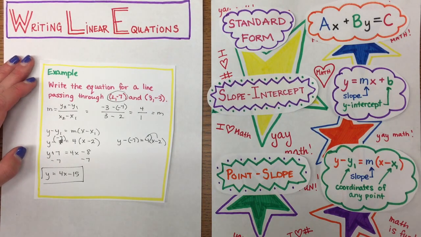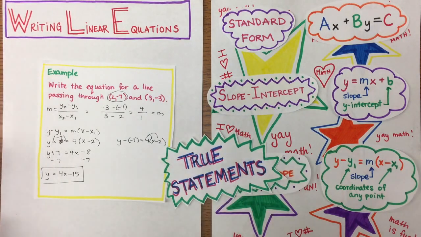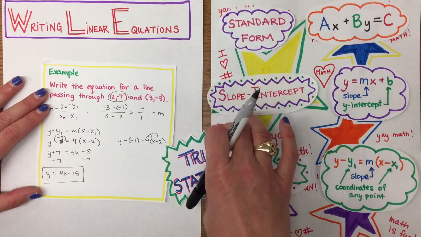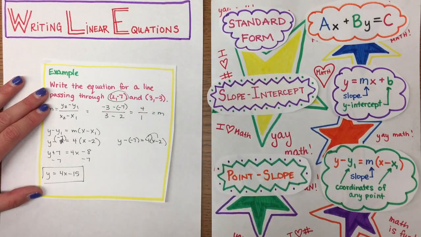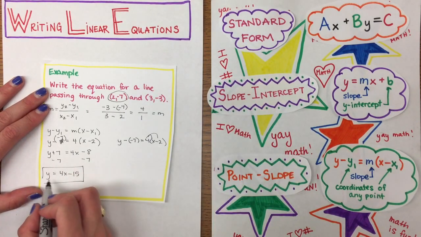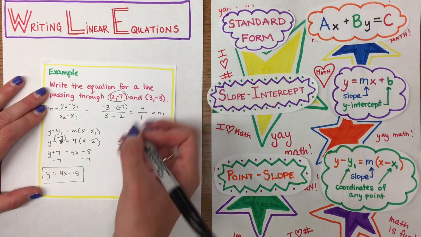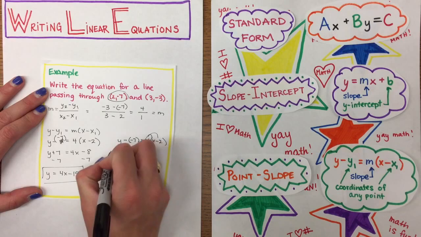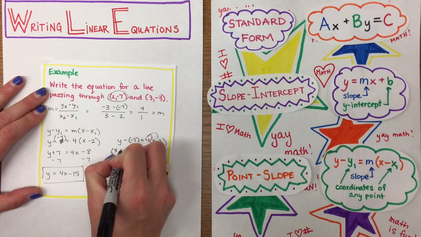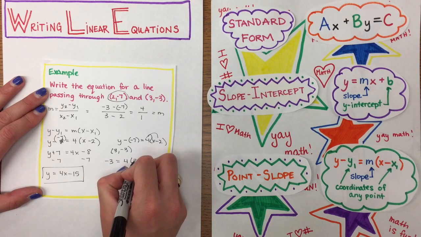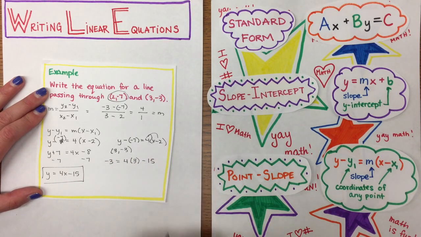Now for the equation of this line, every point on the line should make a true statement. So if I take this ordered pair and plug it in, I should get a true statement. I want to see if that works. So I'm going to take my point (3, -3) and substitute it in. My y value is -3, equals 4 times 3 minus 15.